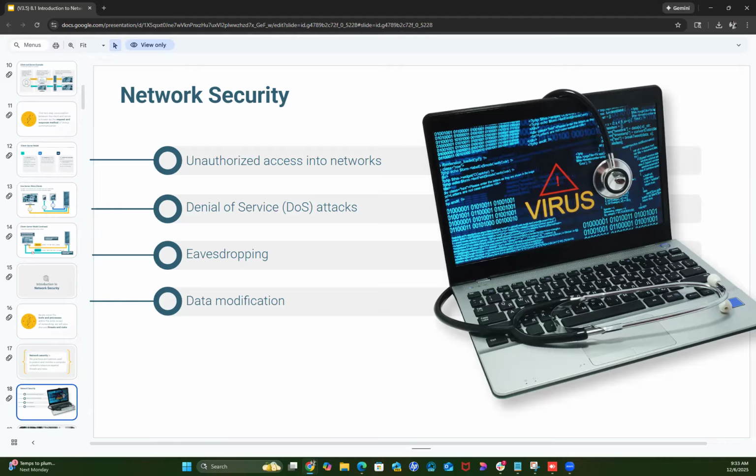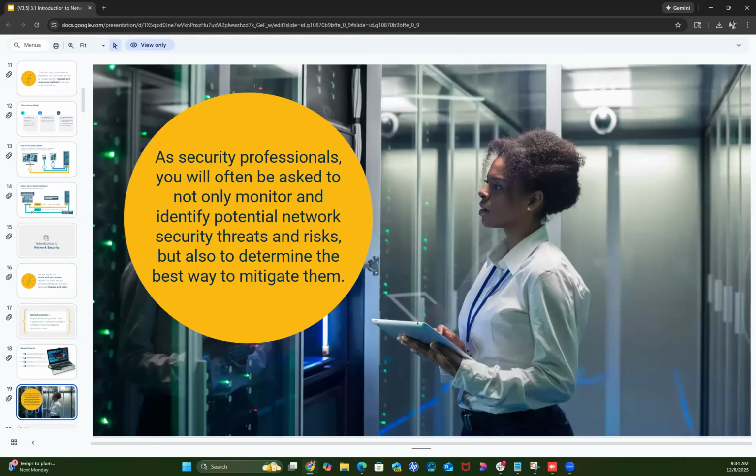So network security professionals are the staff who design and implement practices and policies to protect against these threats and risks. As a security professional, you will often be asked to not only monitor and identify potential network security threats and risks, but also determine the best way to mitigate them. So you understand this word?